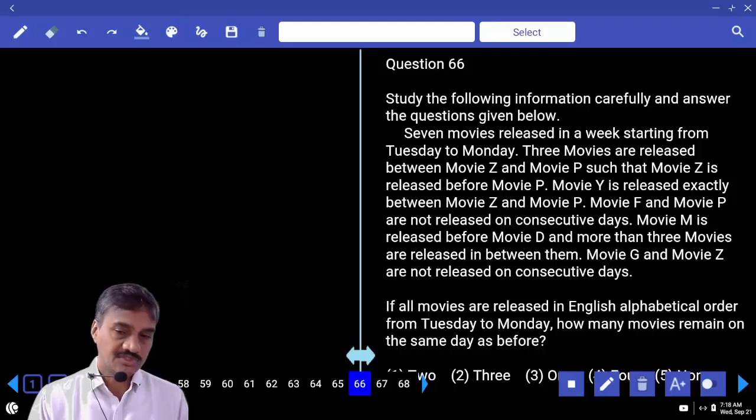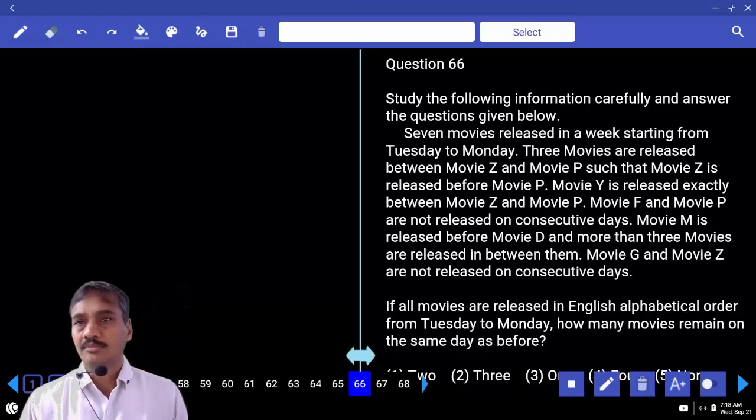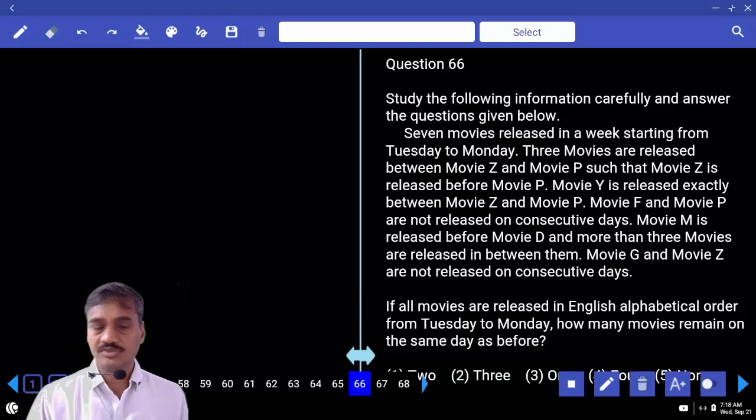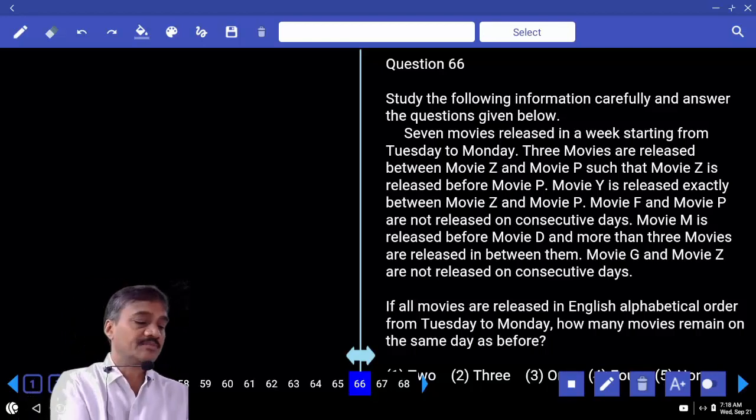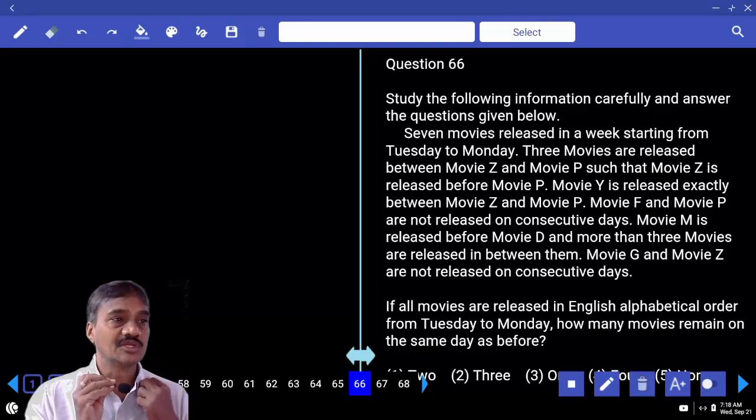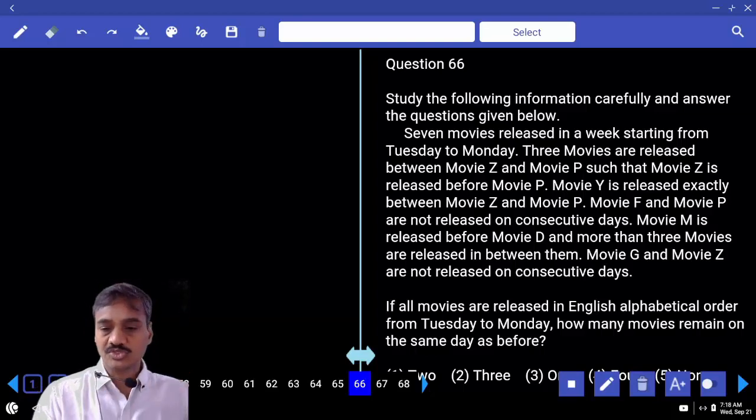First question number 66 onwards. Now, the first priority was, the second priority was. This must be under first priority because no other parameter is added to this one. At the same time, the 7 movies are released in a week starting from Tuesday to Monday.